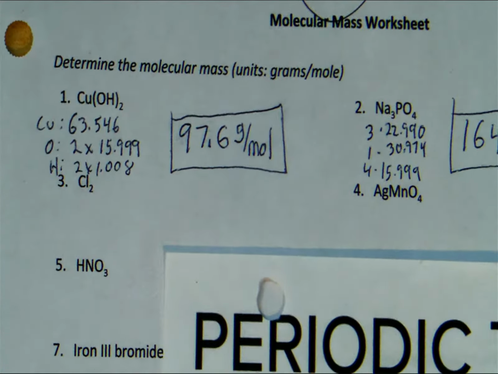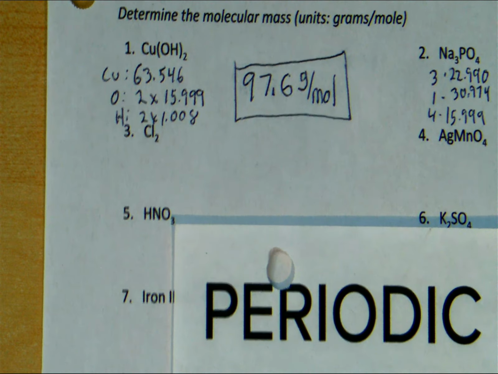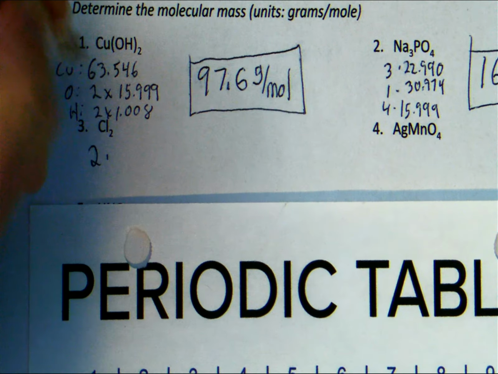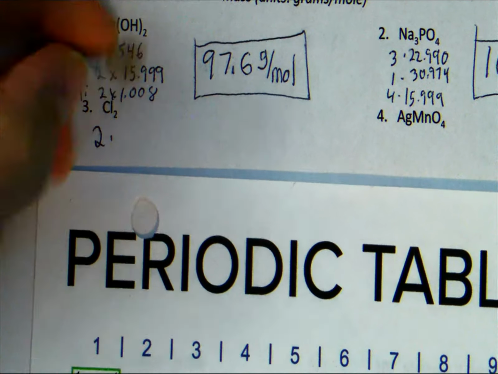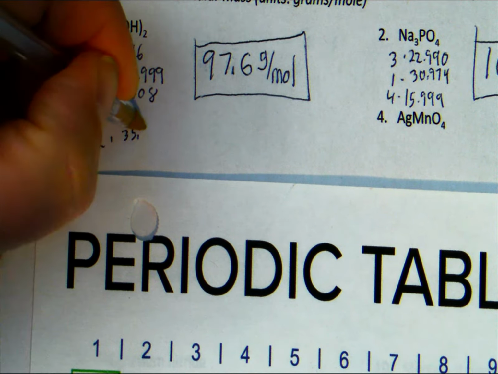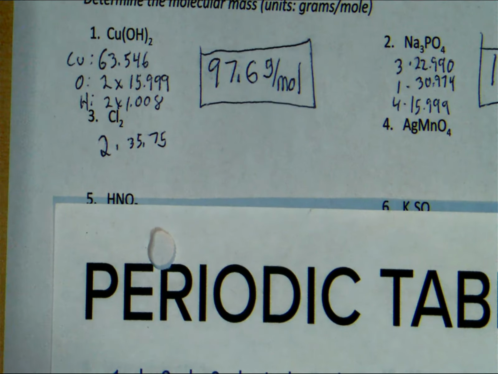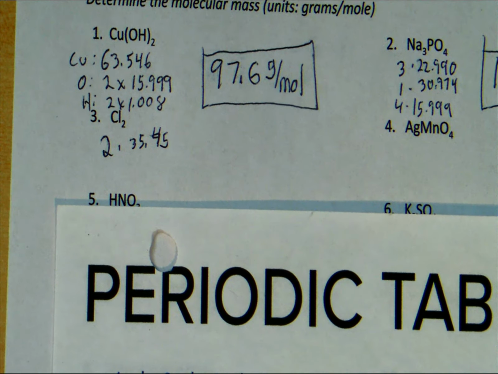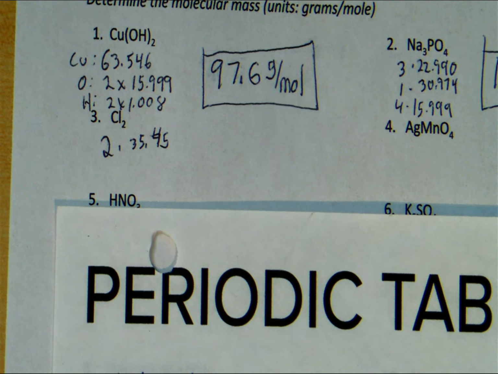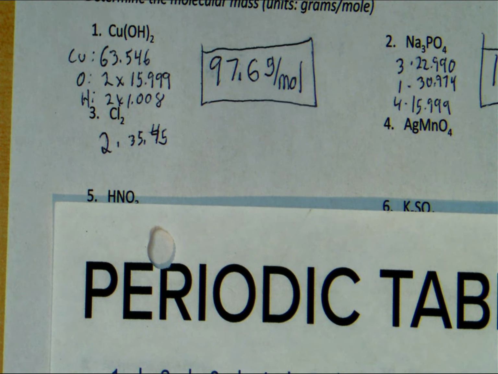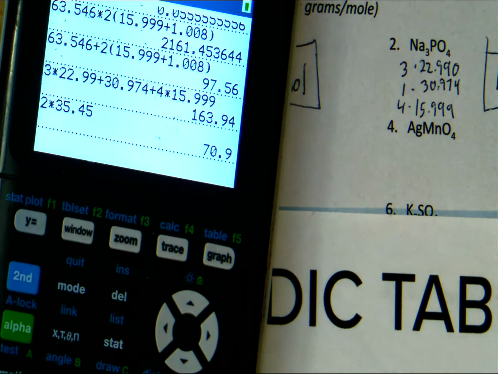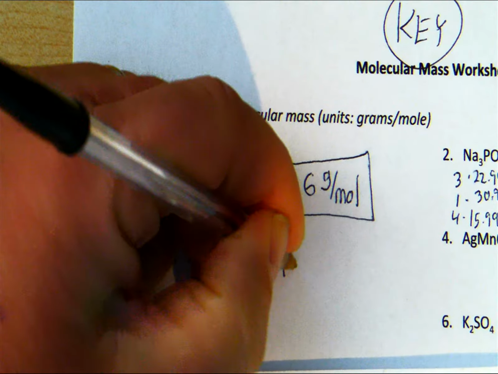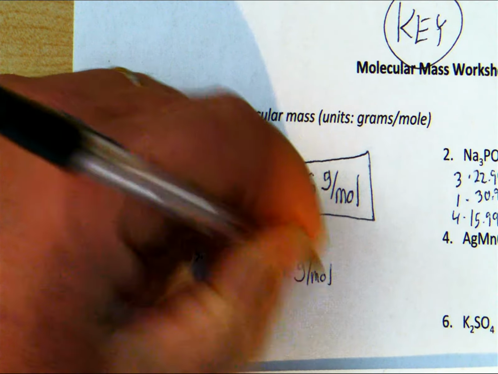Number 3, chlorine, which is a diatomic molecule, one of the 7. So I have 2 chlorines here, and on my periodic table, each chlorine is 35.45 atomic mass units. I wrote a 7, but that's supposed to be a 4. So 2 times 35.45, enter, and my calculator says 70.9 grams per mole.